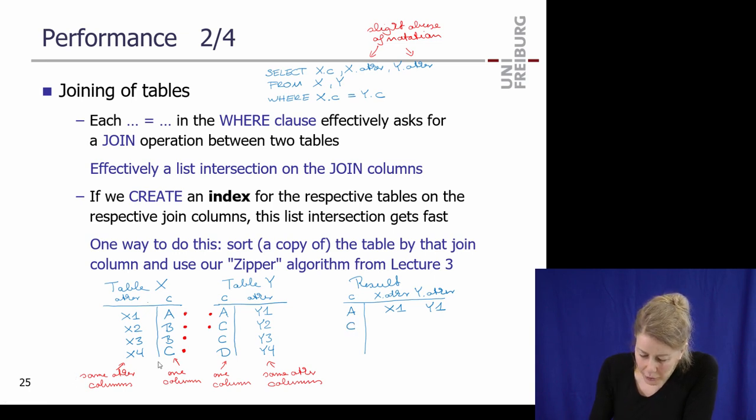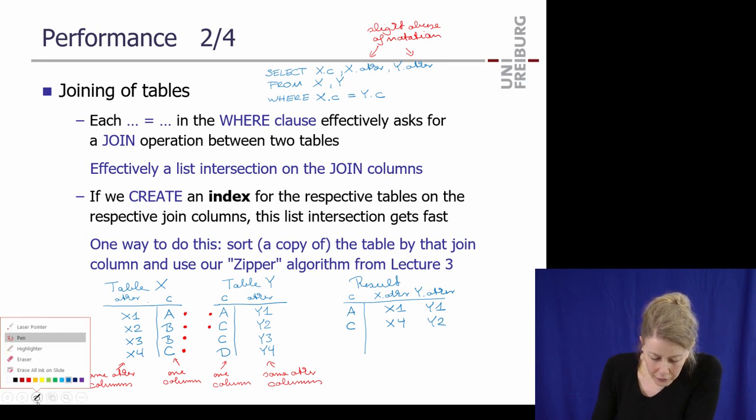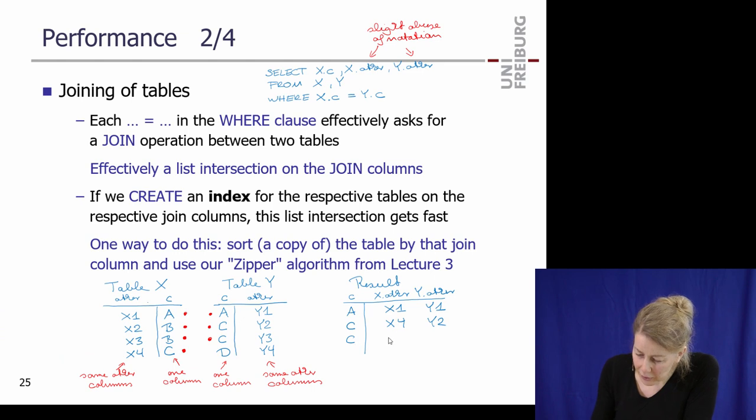So now I output x4, y2, it's the combination of these two rows. And now if I have another one, so that's also a match, right? So I also have this as a match. So I have C, again X4, and Y3. And that's it. Now I have exhausted here.